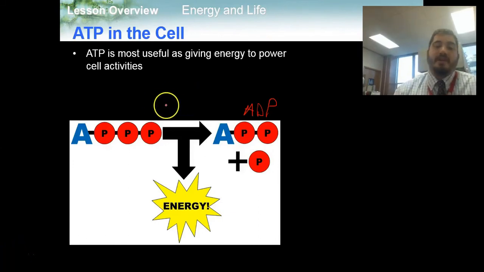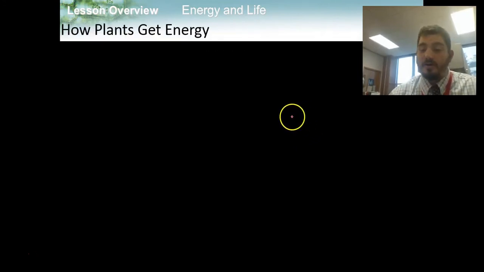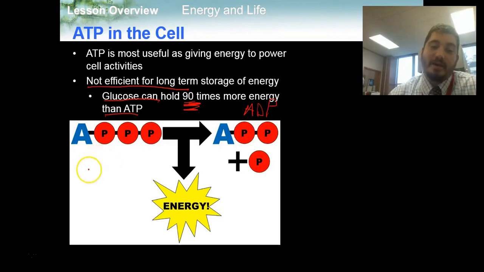When organisms like plants or animals like us need to store energy, we're not going to store it with thousands and thousands of ATP molecules. We have other things that can store a lot more energy. It's not that efficient for long-term storage. For example, a glucose molecule can hold 90 times more energy than one ATP. So one glucose, which is a sugar or carbohydrate, could have the same amount of energy as 90 of these.